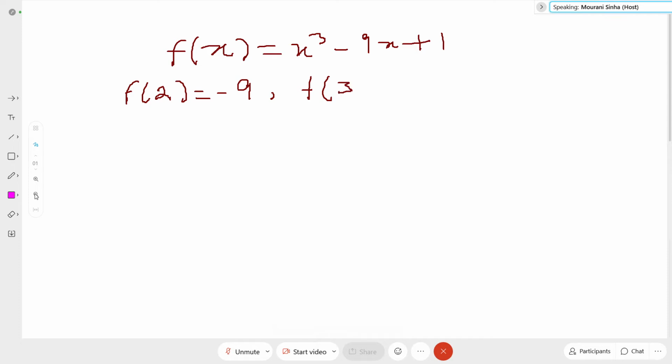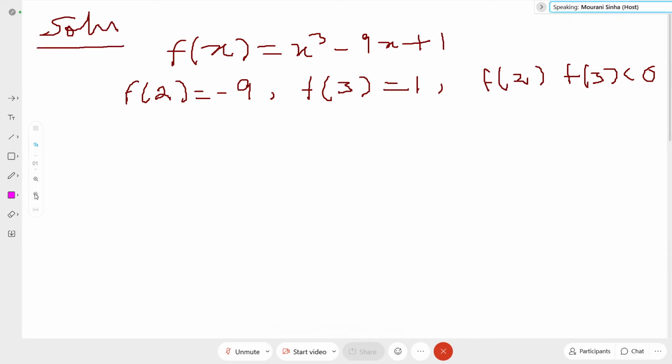F2 is minus 9 and F3 is 1. So I got FA, FB to be negative. I just verified and kept it. That F2 into F3 is negative, and I say, okay, fine. The root lies between 2 and 3. After this is the solution actually which we are doing.